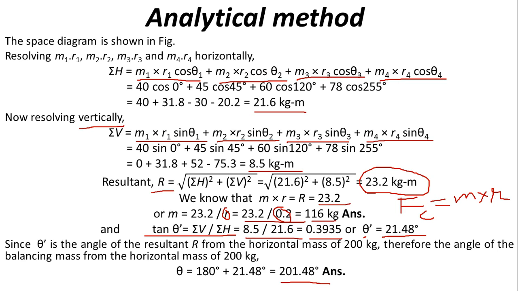So one answer is the mass, 116 kg, and the other is theta, 201.48 degrees. So these are the things you have to find out. Now we have done this by the analytical method. In the same way we'll do the graphical method also. I will give 2 minutes first, so you can just solve this.